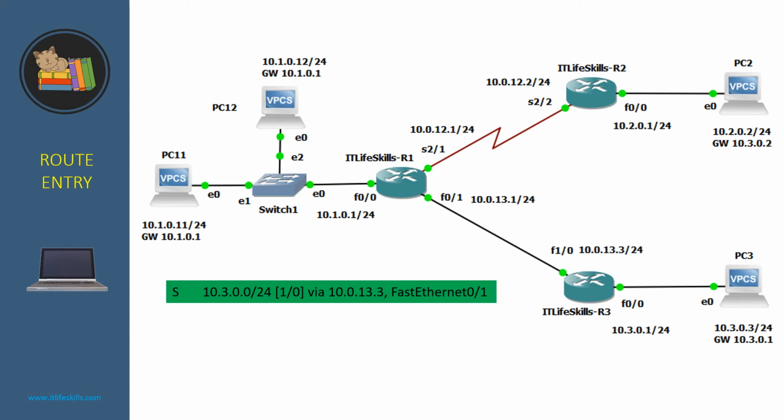10.0.13.3. By following the instruction, the router IT Life Skills Router 1 must encapsulate its IP packet into an Ethernet frame and use the ARP process to find the MAC address of the next hop IP 10.0.13.3 and send it out via the outgoing interface F0/1.